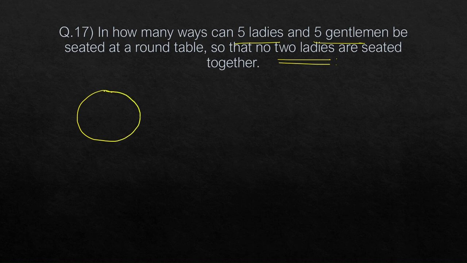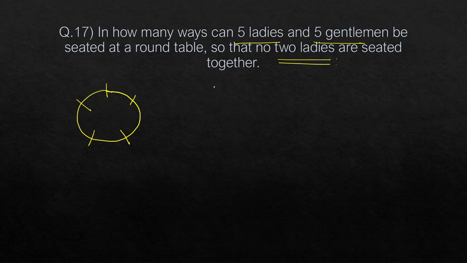Now for example, the only condition is that no 2 ladies are supposed to sit together. So what it means is that there should be at least one man, one gentleman, that is supposed to sit between any 2 ladies, right? So first we'll arrange the 5 gentlemen and then we'll see how to arrange the 5 ladies. Now when we arrange the 5 gentlemen, we'll just draw these 5 marks or whatever. So these represent the 5 gentlemen.